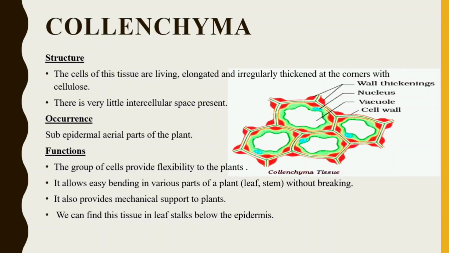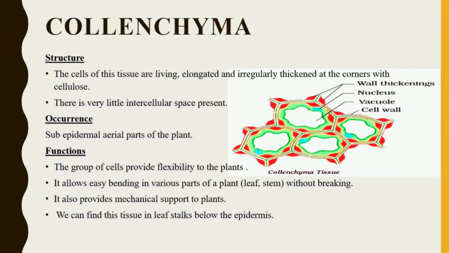That means they have little intercellular spaces. They are located in the subepidermal aerial parts of the plant. Subepidermal aerial means after the epidermis they are present, so they are called subepidermal aerial parts of the plant. So Collenchyma is located after a layer, the outer layer epidermis. After the epidermis, this Collenchyma is present.